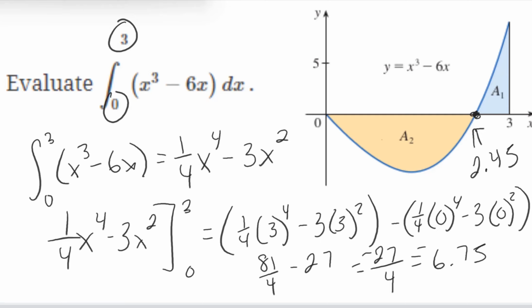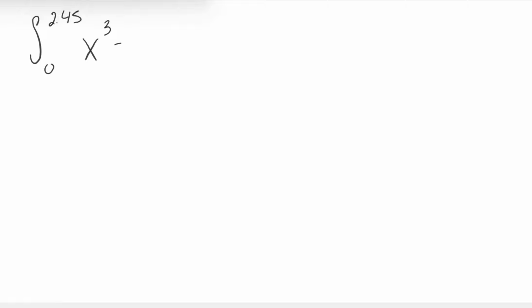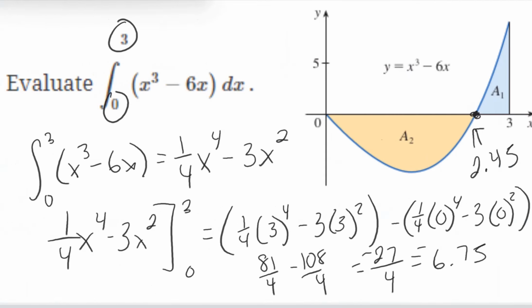Oh, I did 81 over 4 because it happened to come out to be the same number. 27 is really 108 over 4. I just used a common denominator, and it ends up being negative 27. So the 27 didn't move over. It just happened to come out to the same number. And it was, what was it, 6x.